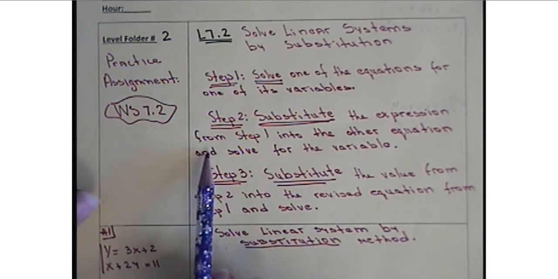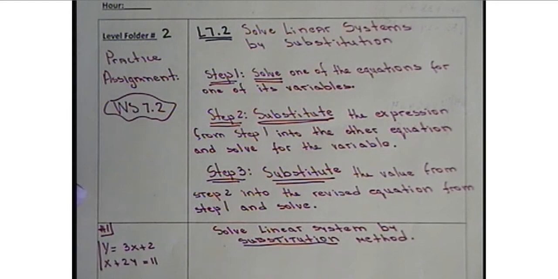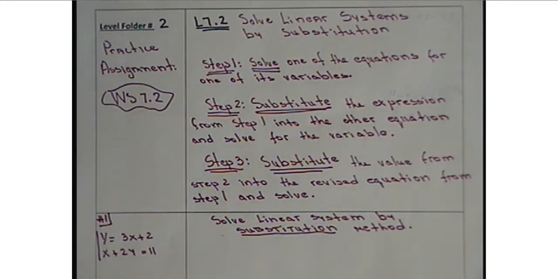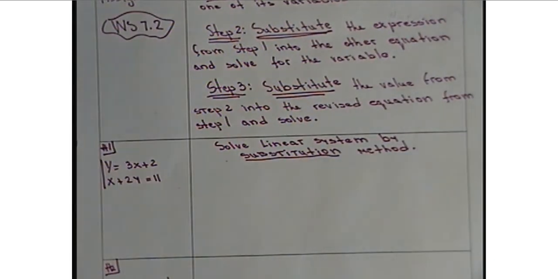Step 2: substitute the expression from step 1 into the other equation and solve for that variable. Step 3: go back and substitute the value from step 2 into the equation from step 1 and solve. I know it sounds confusing, going back and forth, but let me show you. It's actually a pretty easy method, but those are the steps you have to follow in general. So let's take a look in algebra at how we substitute those expressions.